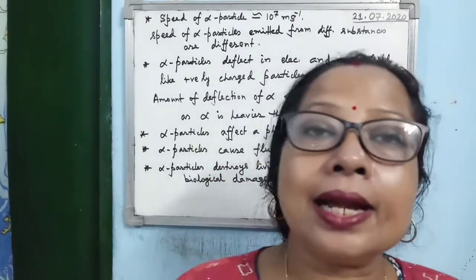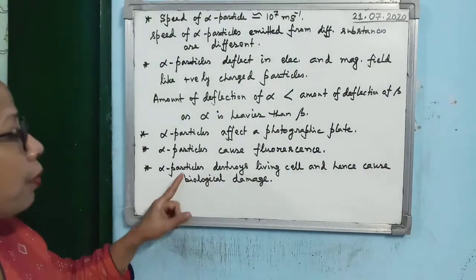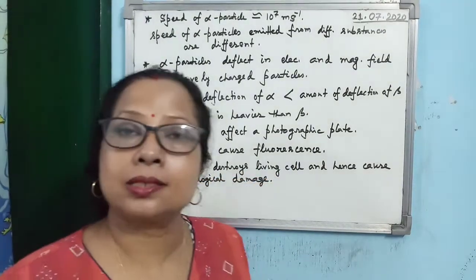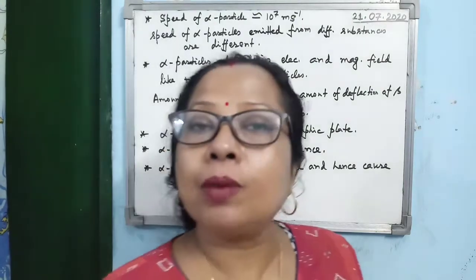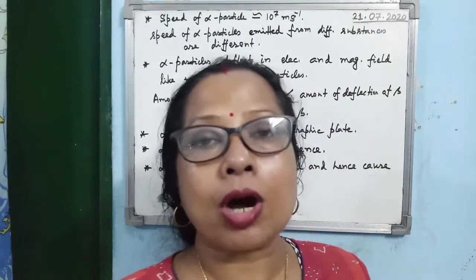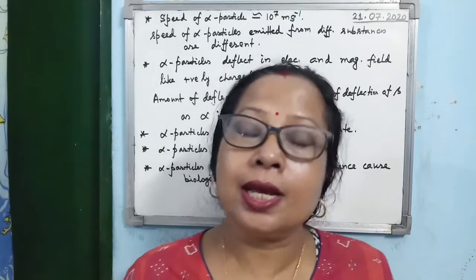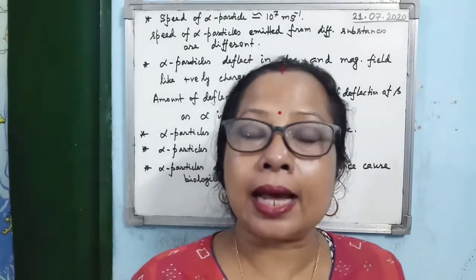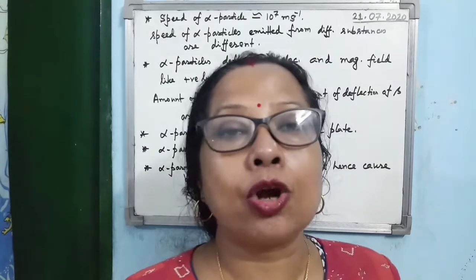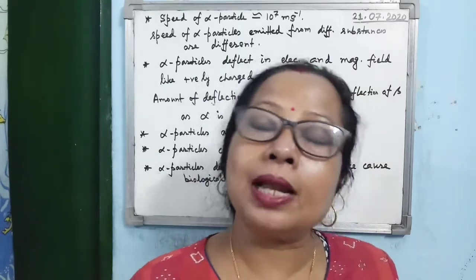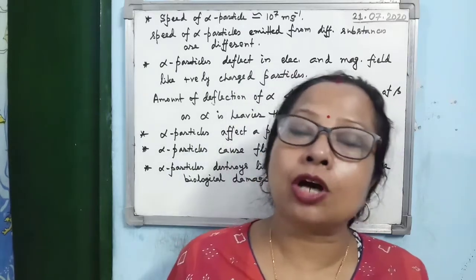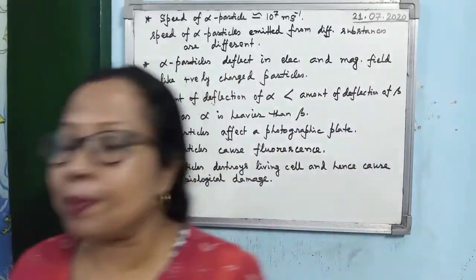And regarding alpha particles, another important point is that alpha particles destroy living cells. That's why alpha particles may cause biological damage. They are not at all good; rather, they are harmful for normal living beings, for normal human beings. So these are all the properties of alpha rays or alpha particles.